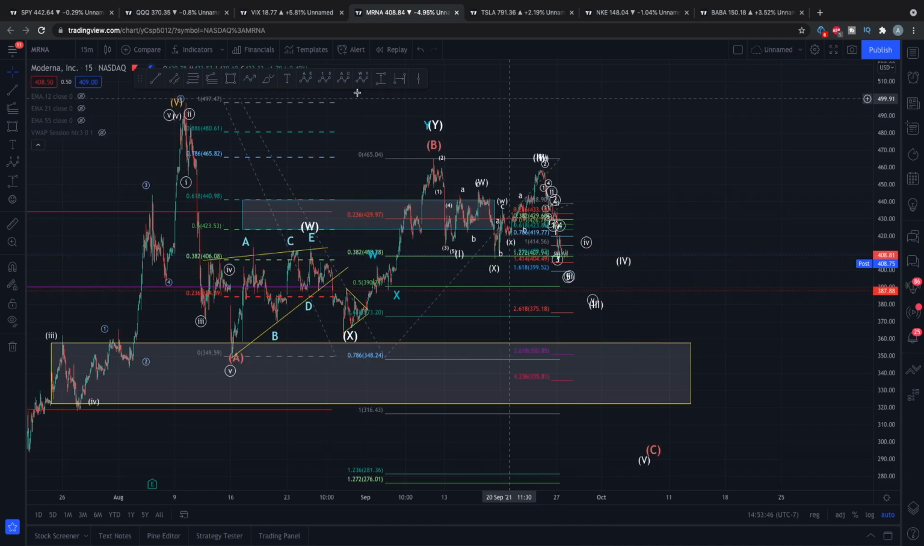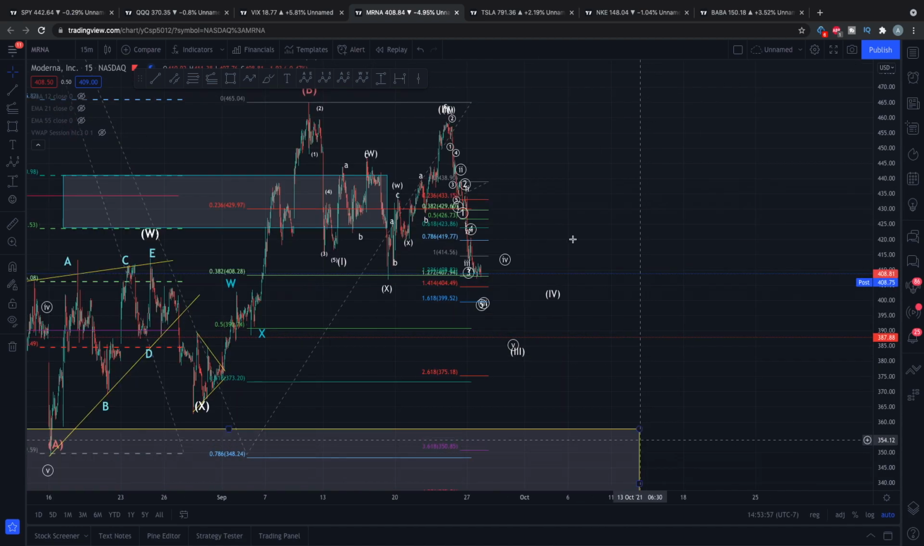So after we topped out here for the B wave of this Y, we moved impulsively downwards for the C wave. So we have a wave 1 down, 2 up, 3 down, 4 up, 5 down. So that's what the price structure may look like.